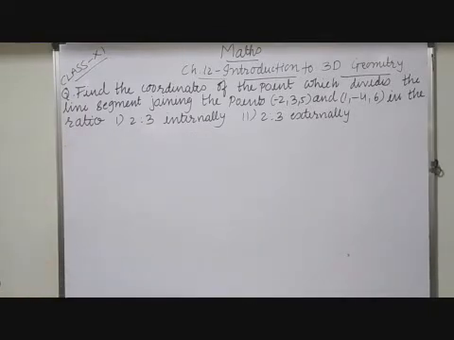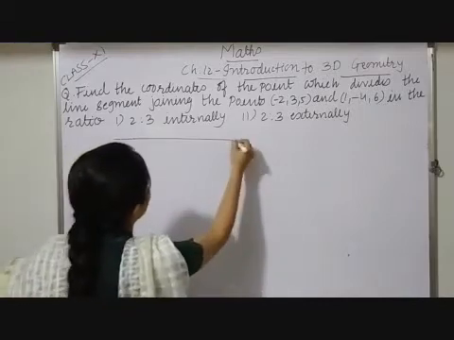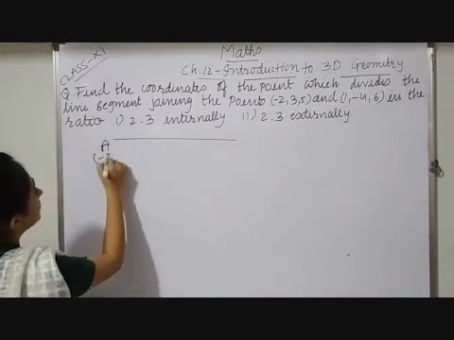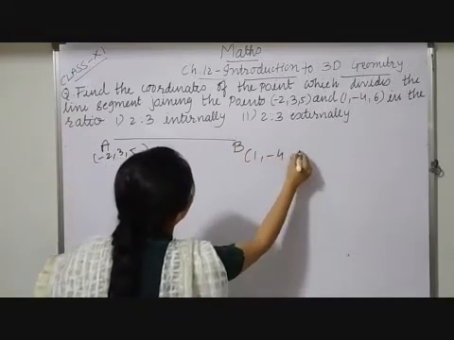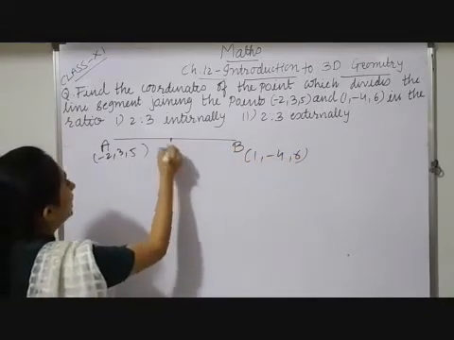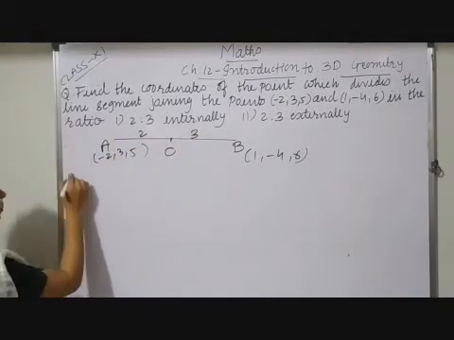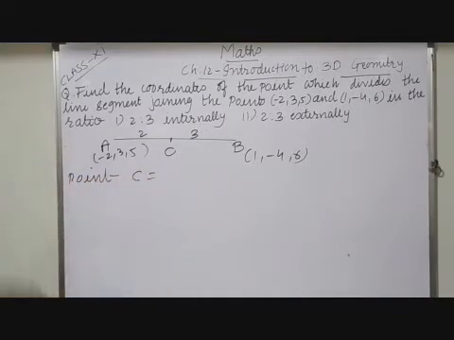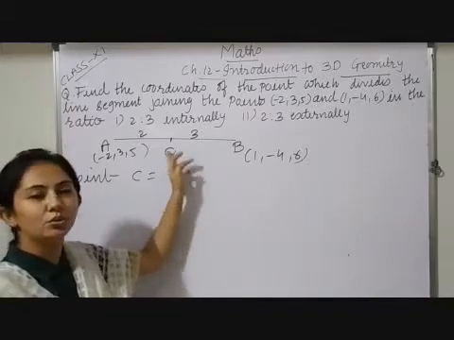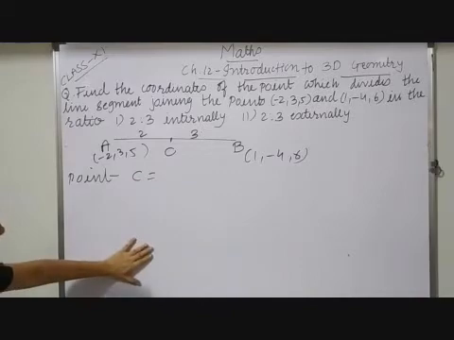Now find the coordinates of the points which divide the line segment joining these 2 points. Let these points be A (-2, 3, 5) and B (1, -4, 6). Internally, so let C be the point. This is a ratio, so you have to write down: let C be a point which divides AB internally in the ratio 2:3. This thing you have to specify, and then you will do the calculation.